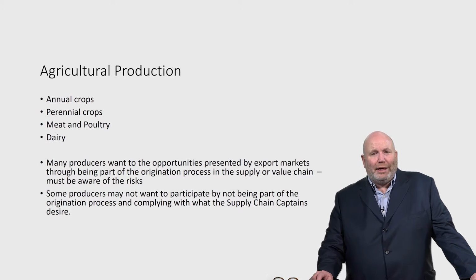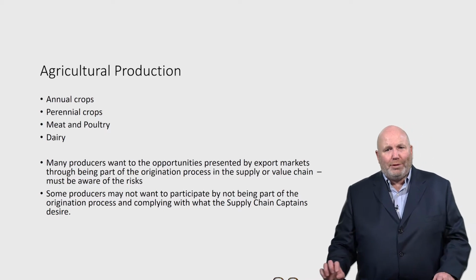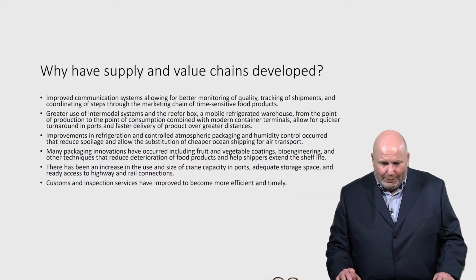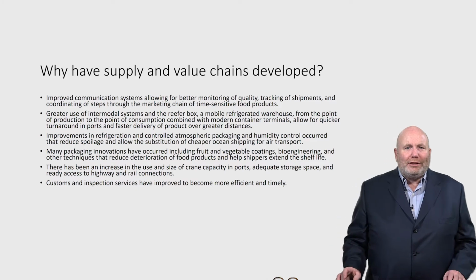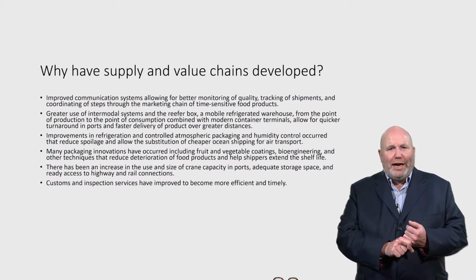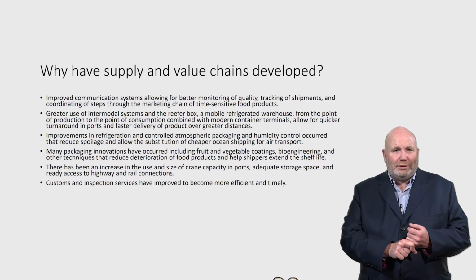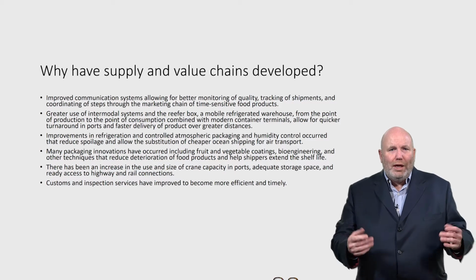So we've got different supply chains that we've talked about in this class, different supply chains that are complying with what these supply chain captains want in their products. So why have these supply chains and value chains developed? Since the mid-1990s, we've seen huge communication systems allowing better tracking of quality and so forth. You've heard no doubt about blockchain. Basically, it's like spreadsheets on the internet with protected cells, if you think about that. Huge interest in how do we get things off of ships and onto rail or trucks, cold chain, reefer boxes, and so forth.